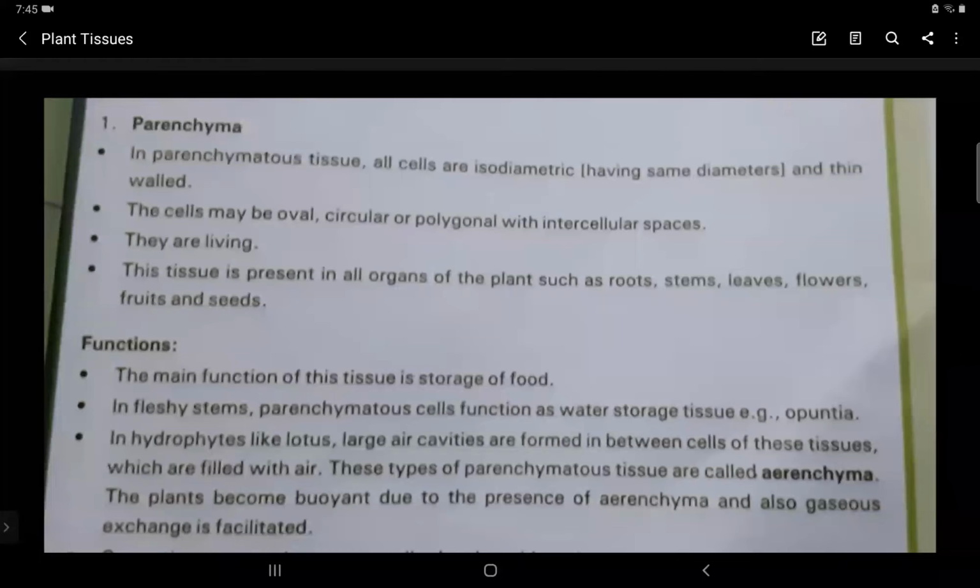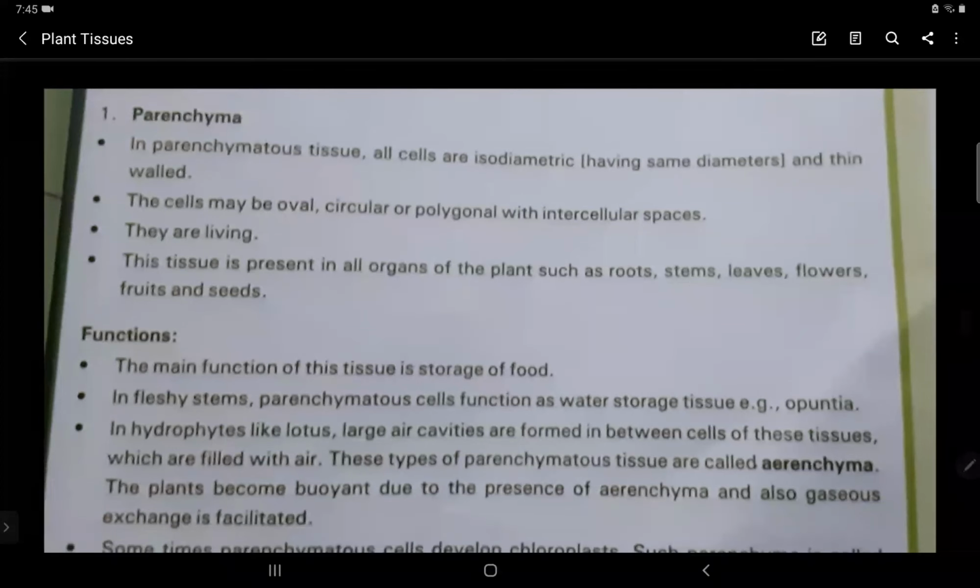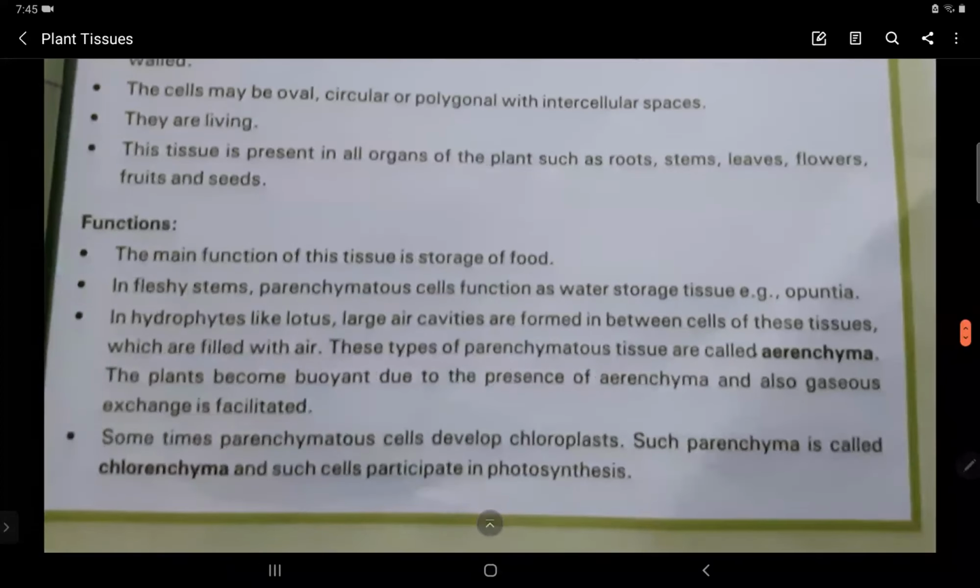Let's learn about parenchyma first. In parenchymatous tissue, all cells are isometric and thin-walled. The cells may be oval, circular, or polygonal, with intercellular spaces. They are living. This tissue is present in all organs of the plant, such as roots, stems, leaves, flowers, fruit, and seeds. The main function of this tissue is storage of food.